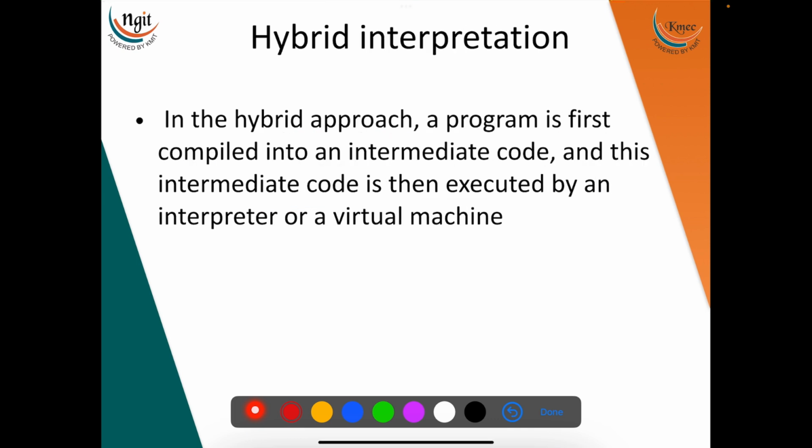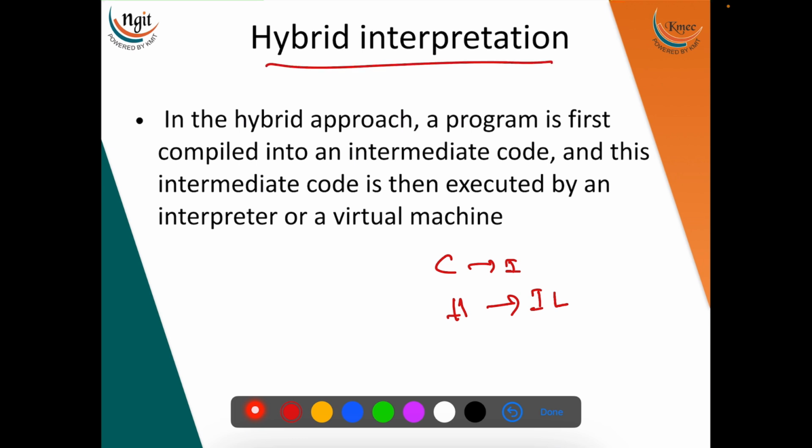Now we'll see the next category, which is the hybrid implementation system. Some language implementation systems are a compromise between compilers and pure interpretation. They translate a high-level language program into an intermediate language designed to allow easy interpretation. This method is faster than pure interpretation because the source language statements are decoded only once. Such implementations are called hybrid interpretation systems.